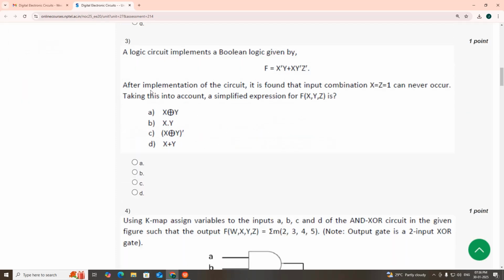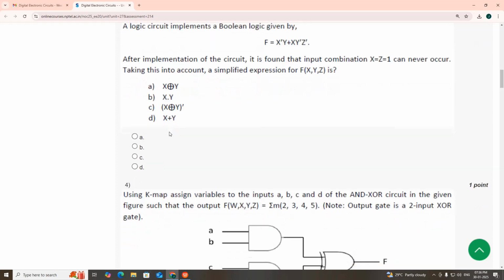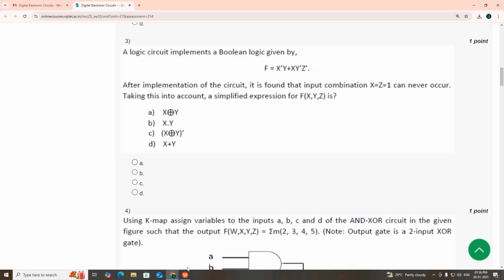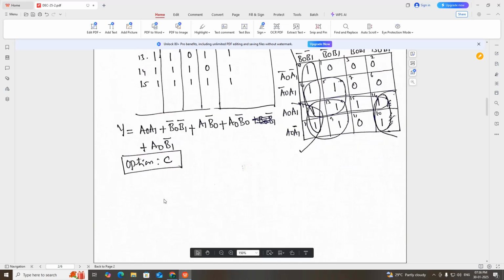So third one, a logic circuit implements a Boolean function given by some function they have given. So let us try to find what is this third one. For the third one, is it XOR operation or AND operation or XNOR operation or OR operation? So remember, X equal to Z equal to 1 can never occur. So we'll try to see the solution for third one.